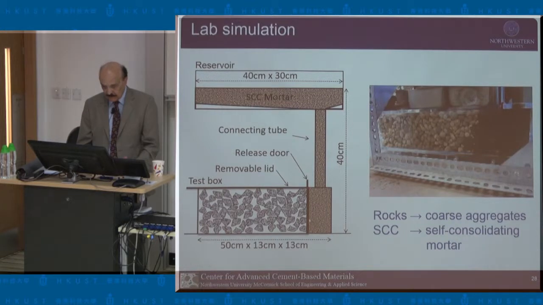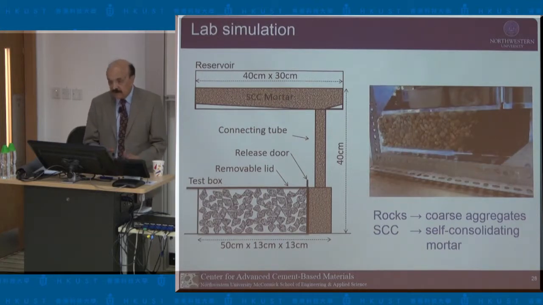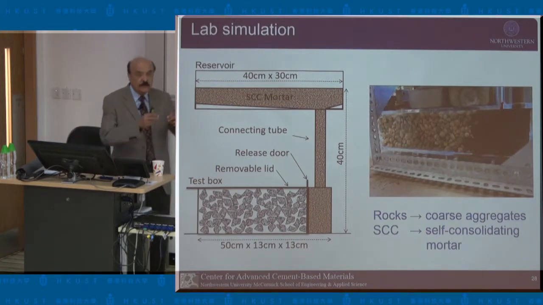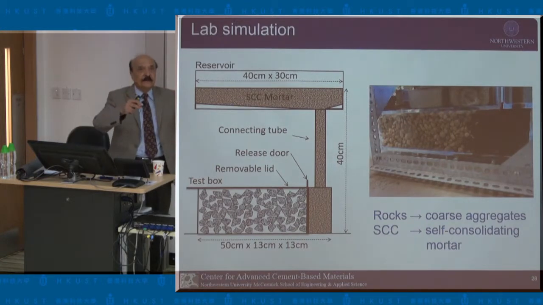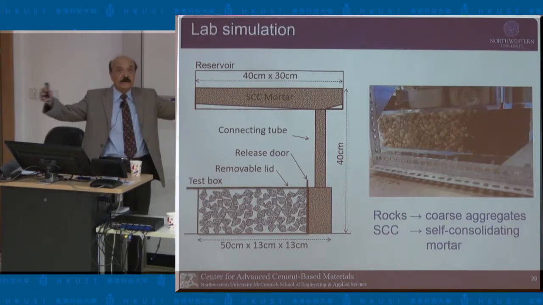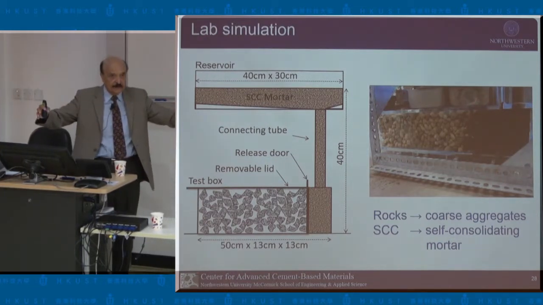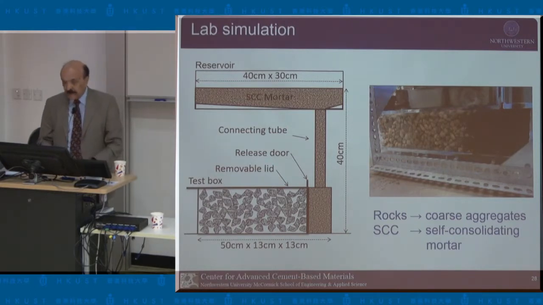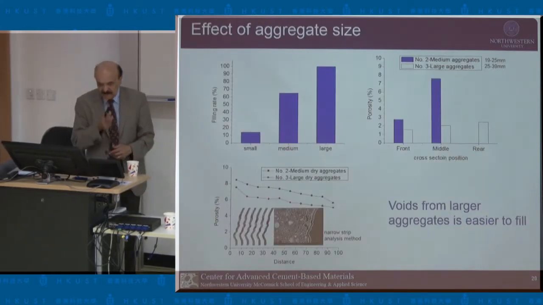And then we measured how the pores are filled, what is the porosity at different points. And one of the concerns they had was that in normal concrete, the larger the size of the aggregate, the poorer the interface. Now here we are talking about big boulders. So what about the interface? So we also measured that. And I want to show you some results.